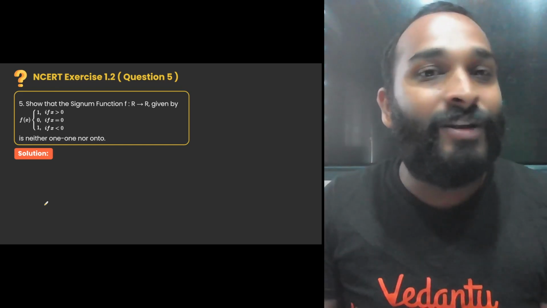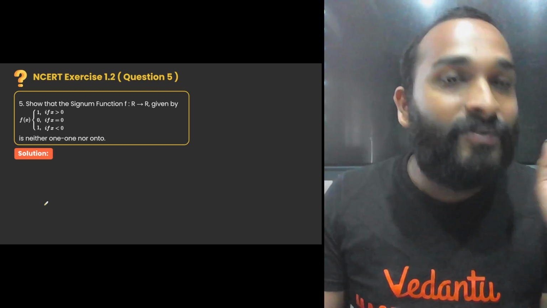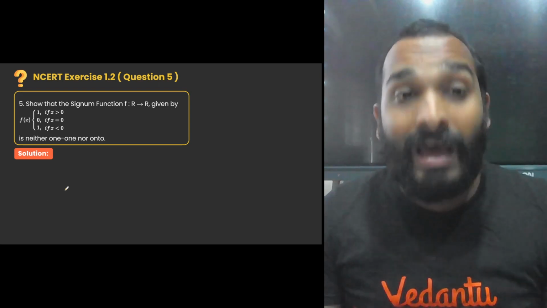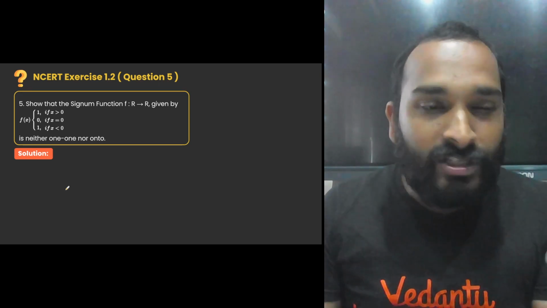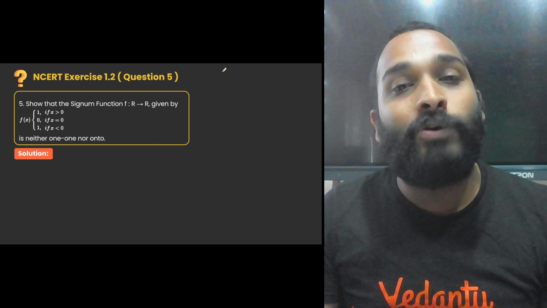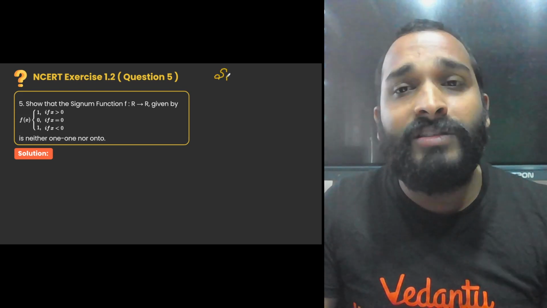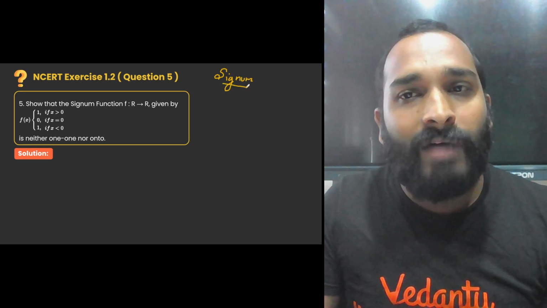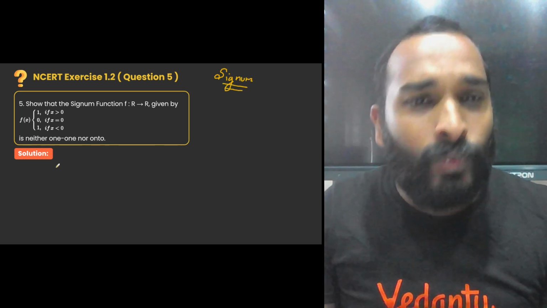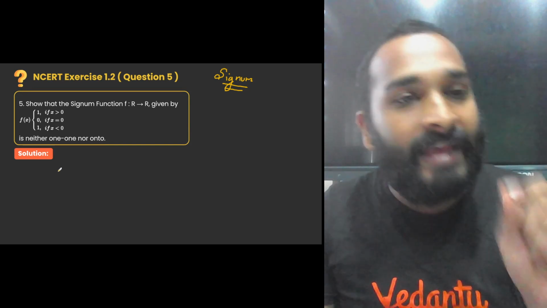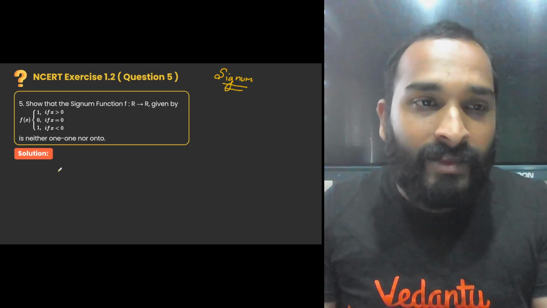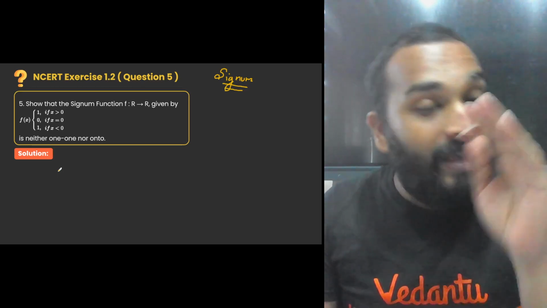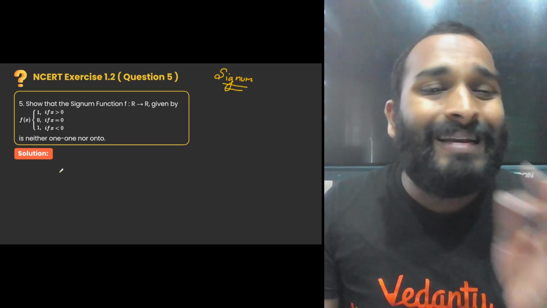So now in this session, let us try to solve question number 5 of exercise 1.2 of the chapter Relations and Functions. See children, an important function. This question is related to an important function which is called a signum function. What is a signum function? In the question it's given in detail: the signum function f of x will take the value 1 if x is greater than 0, the value 0 if x is equal to 0, and the value minus 1 if x is less than 0. So you have to prove that it is neither one-one nor onto.